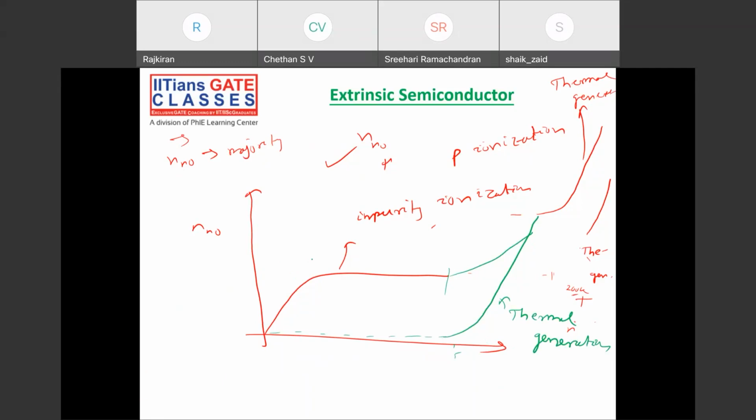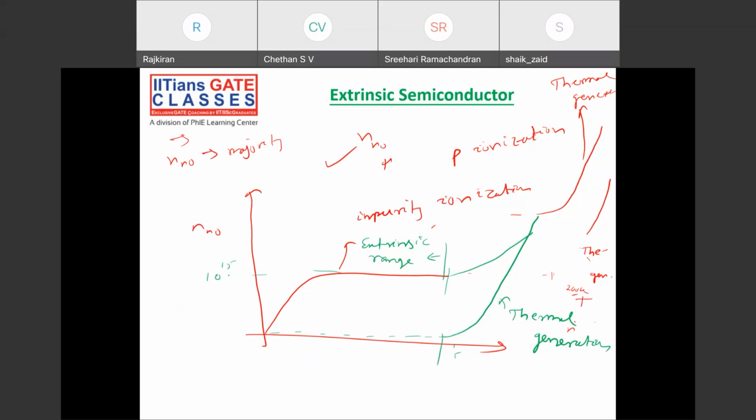So to this point, this range is called the extrinsic range. In this range, the electrons are only because of the added impurity. Extrinsic means the electrons are added externally, you can say. In this range, I have got electrons only because of the added impurity, that is phosphorus in this case. Clear? Suppose you have added 10 power 15.